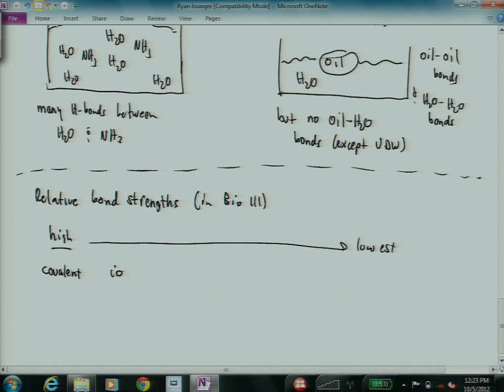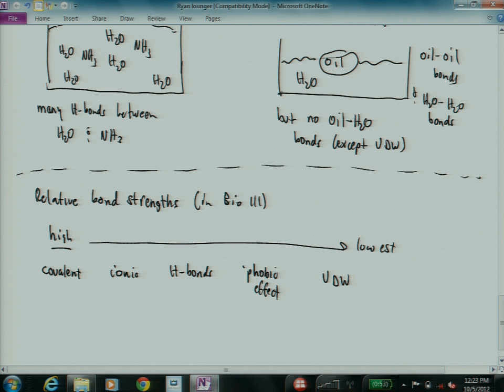All right. Now, am I saying that every covalent bond is stronger than every ionic bond? No, there are some weak covalent bonds and some strong ionic bonds. And likewise, they sort of overlap. But this general scheme follows. And we'll use this rule for thinking about things in Bio 111 because it's true almost all the time.